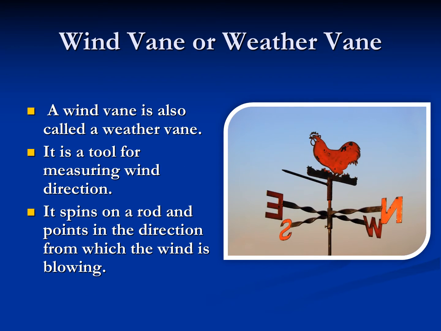A wind vane is also called a weather vane. A wind vane is a tool for measuring wind direction. It spins on a rod and points in the direction from which the wind is blowing. Look to see if you see any wind vanes on the top of buildings.